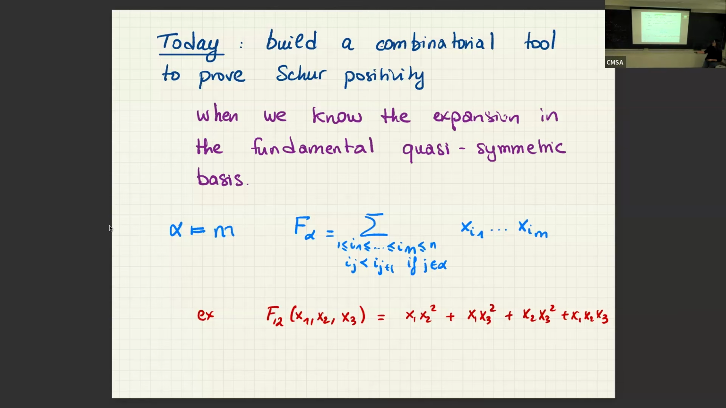That means that after 1, I must have a change of index. Okay. So x1, x2 squared, x1, x3 squared, x2, x3 squared, and x1, x2. So this is not symmetric. This is quasi-symmetric. Okay. And the composition tells me when I must have a change of index.